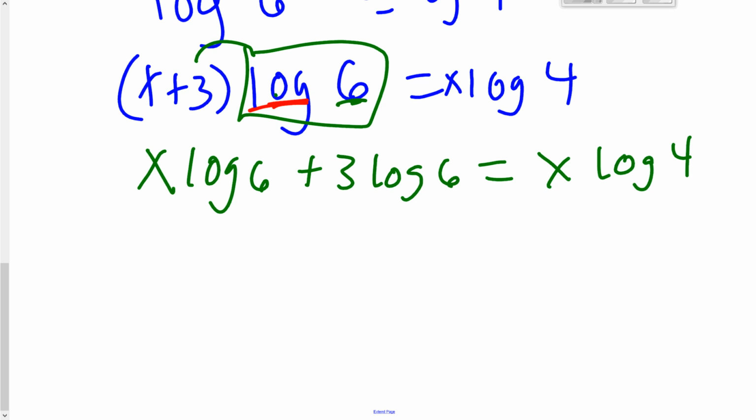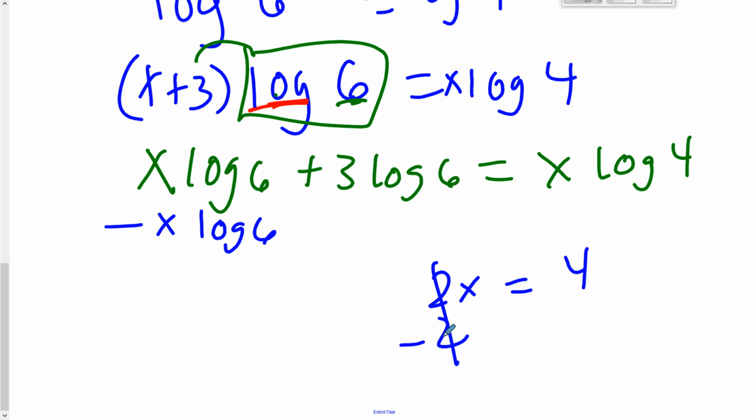Now to get the x's by itself, we need to bring this x over, and I want to subtract 2 log 6. It's kind of like when I have 2x equals 4 and I'm trying to get x by itself. Sometimes we try to subtract 2 and then delete it, so then we get x, right? That's not right. You need to divide. The same thing here. I can't just subtract x and that x is gone. So I've got to subtract x log of 6 on both sides.